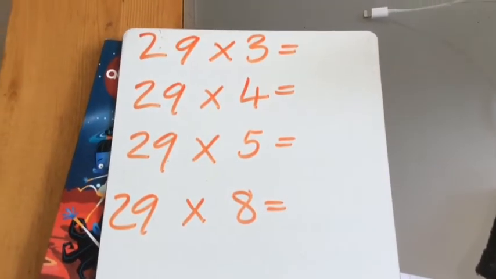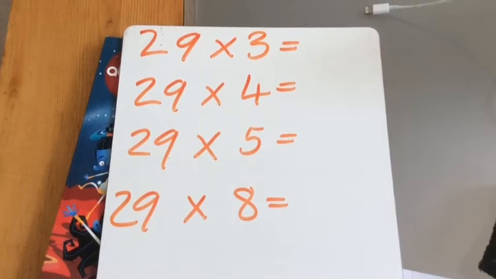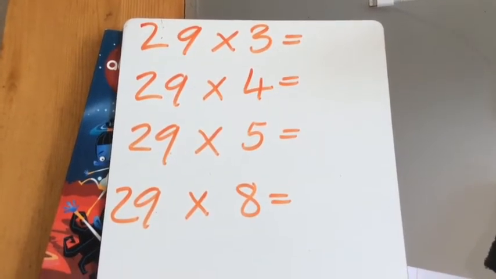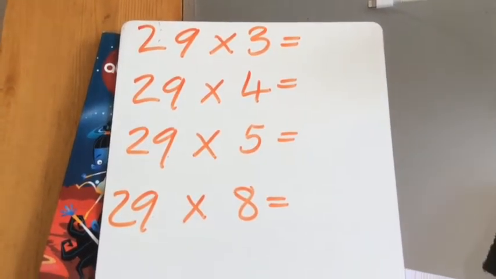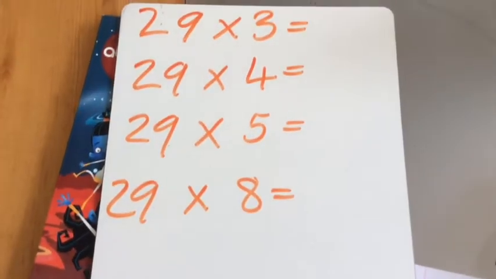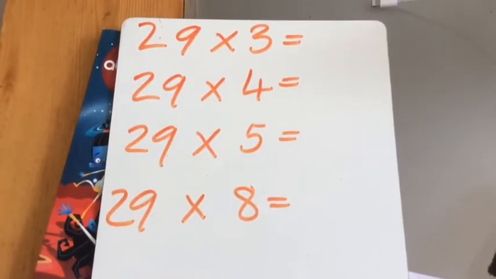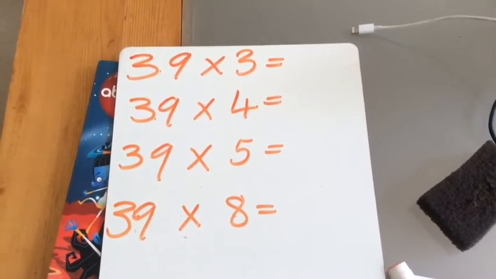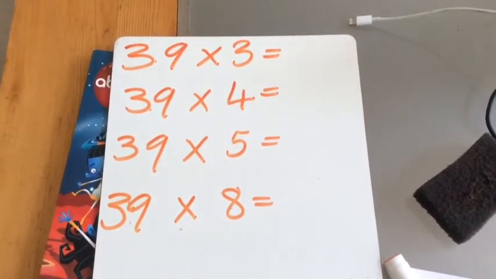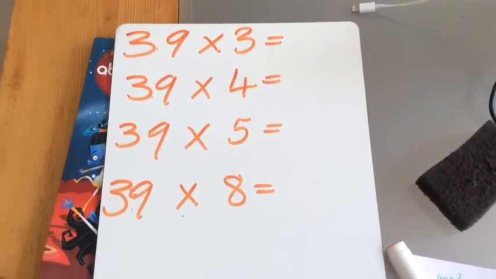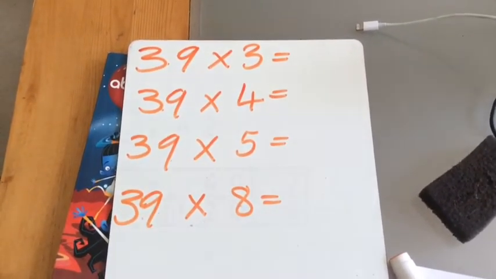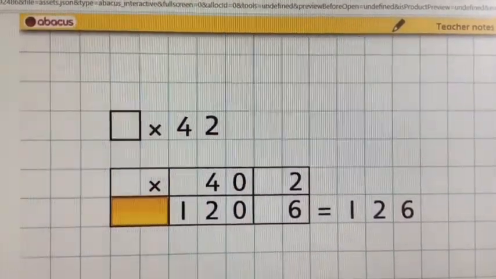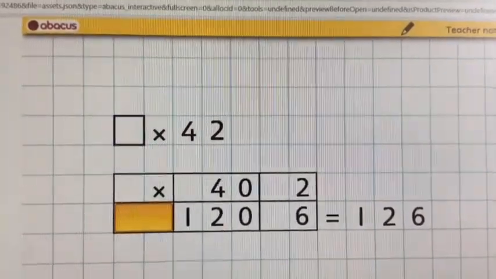Try this next on your square paper. Your previous answers might help you. Think about it. And also you could do some estimating. Now multiply 39 by 3, 4, 5 and 8. Let's just finish off today with these.